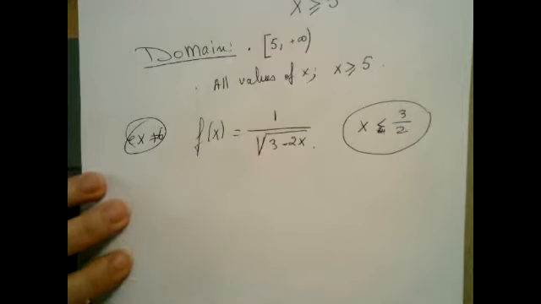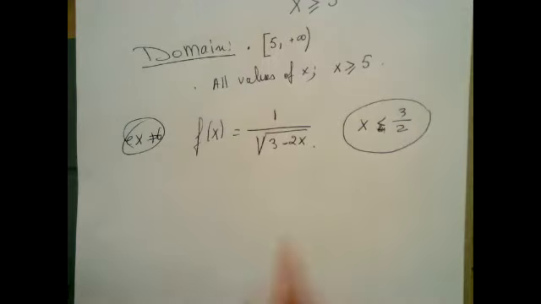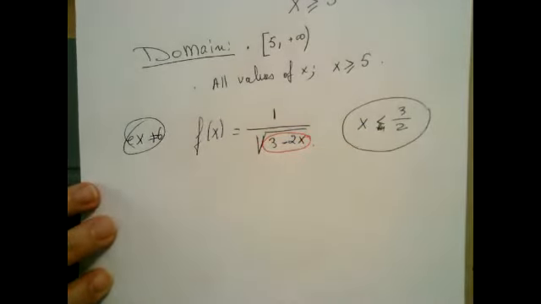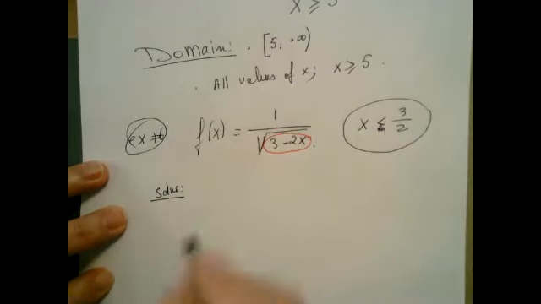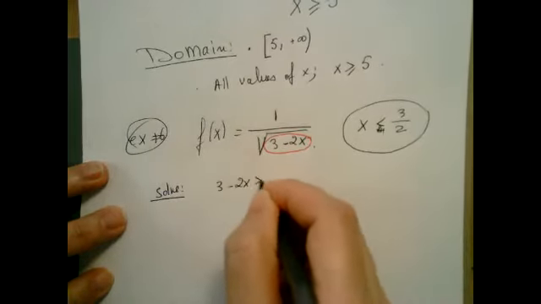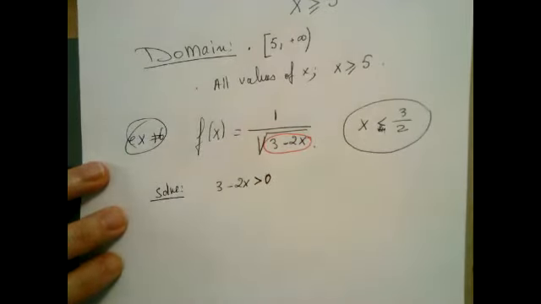All right, so now let's do it algebraically. What we need is to find all the values of x that make the term under the square root positive. For this one, I want this to be strictly positive. I'm not allowed to have it 0. So we need to solve this inequality, 3 minus 2x strictly positive. That's really what I need.